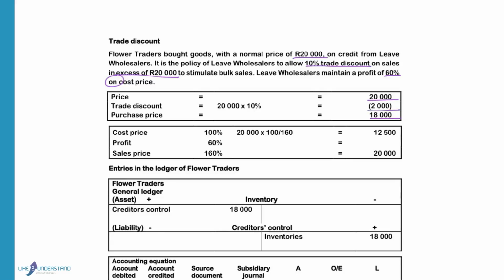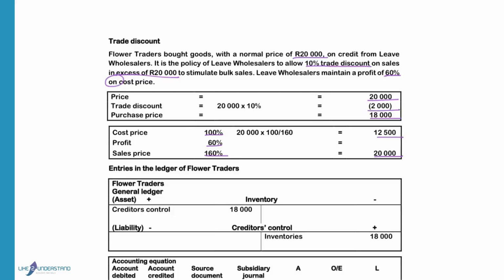When the cost price for Leaf Wholesalers is determined, you must use the normal sales price of 20,000 to determine the cost price. Originally the cost price was used, adding 60% profit to it to determine the sales price of 20,000. So even if you allow discount to a customer, your cost price will not reduce, so you will calculate the cost price on the full 20,000, and that will give you 12,500.